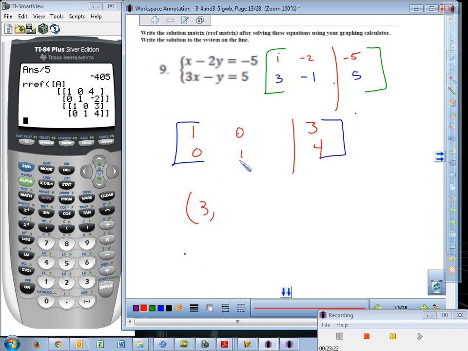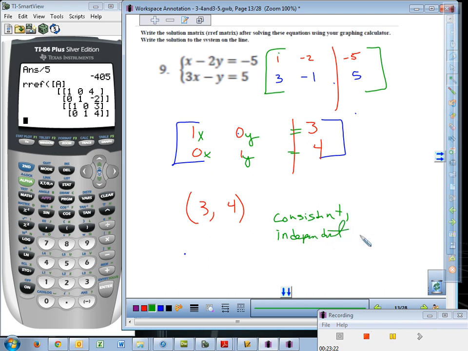What does this one represent right here? That y equals 4. If we put the coefficients back in, it says x equals a number, y equals a number. It says that x equals 3 and y equals 4. That's our solution right there. So, consistent or inconsistent? Consistent. Since we got one answer, that is independent.